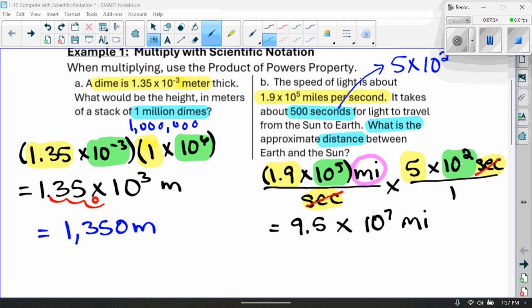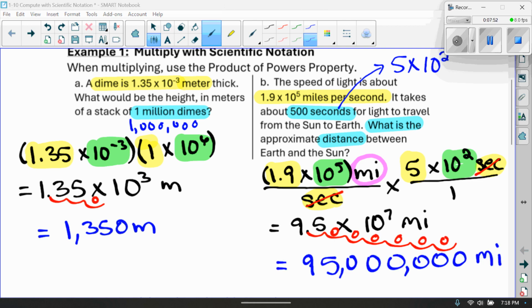And now, just to, again, write the number in something that you are familiar with, we're going to take this decimal and we're going to move the decimal 7 units to the right. So that's 1, 2, 3, 4, 5, 6, 7. And at each one of those, we are going to annex a 0. So, in standard form, the distance between the Sun and the Earth is 95 million miles.